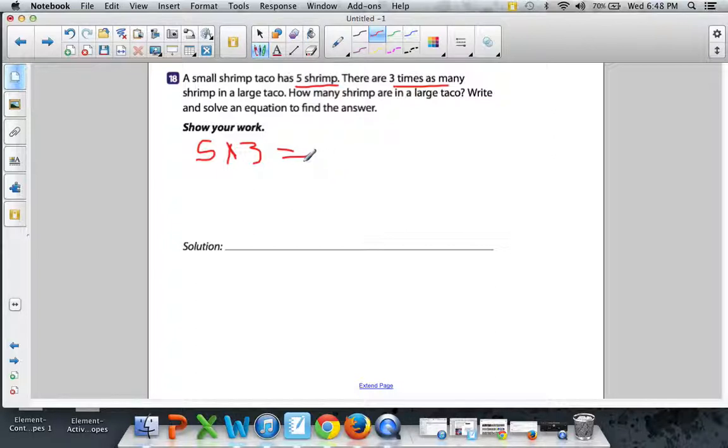5 times 3. That's 15. So you want to make sure that your answer has words in it because it's a word problem. So 15 shrimp.